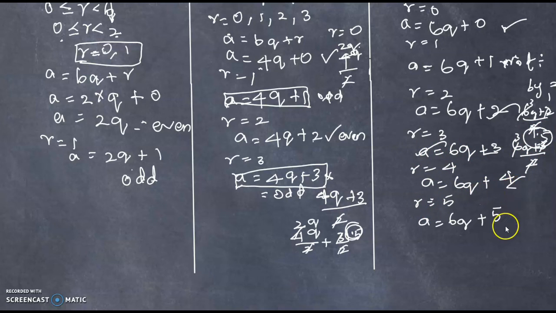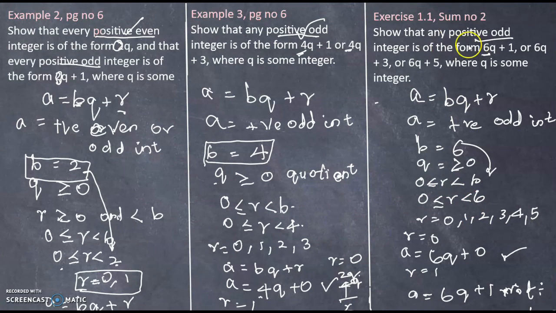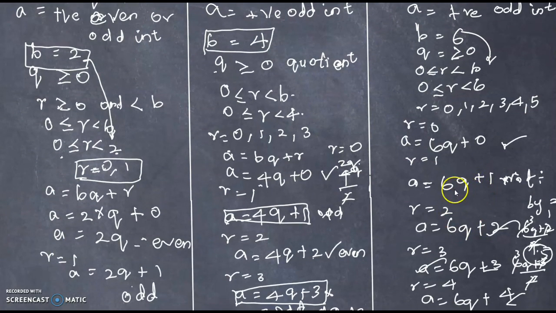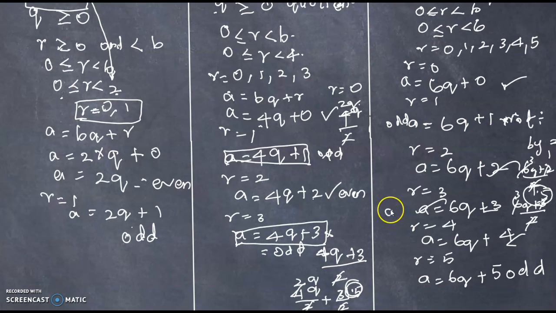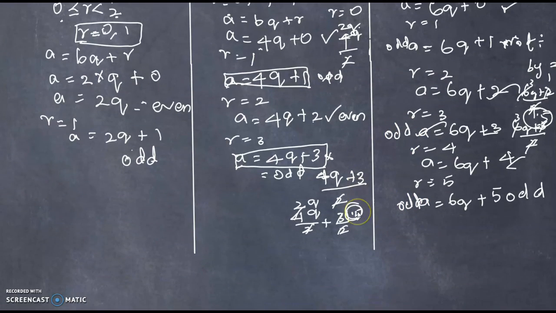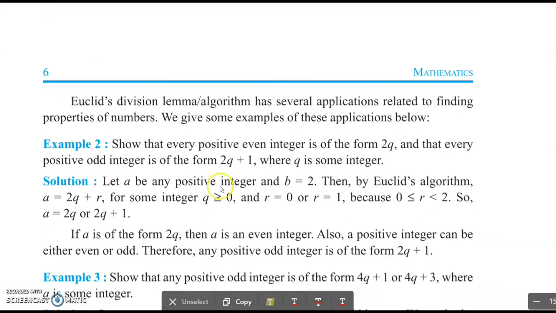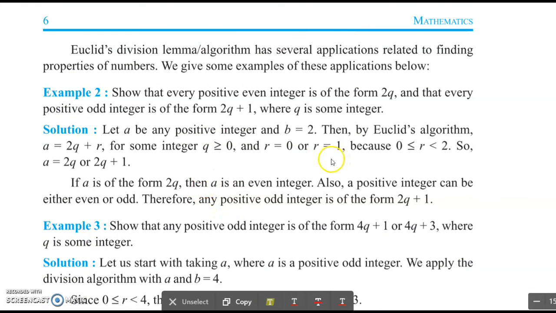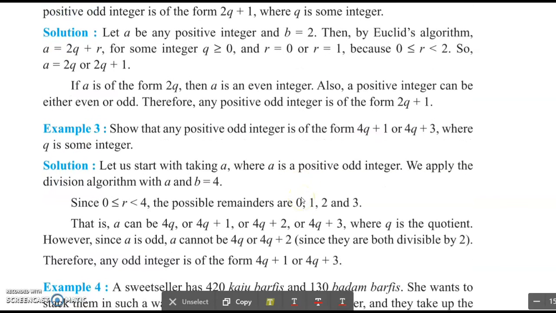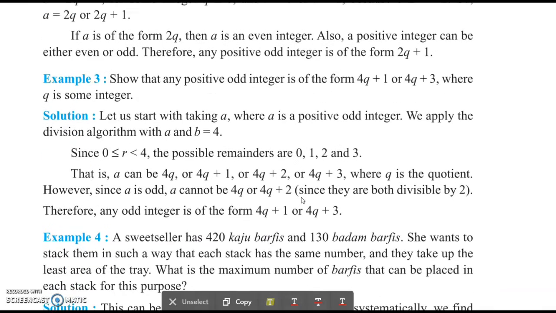Again, this is even, this is odd. So any positive odd integer will be of the form 6Q plus 1, 6Q plus 3 and 6Q plus 5. So this is for odd integers, and this is for odd integers, and this is for odd integers. So this is what we have been given. These are the steps for this. So try this way, it will be easy to understand.